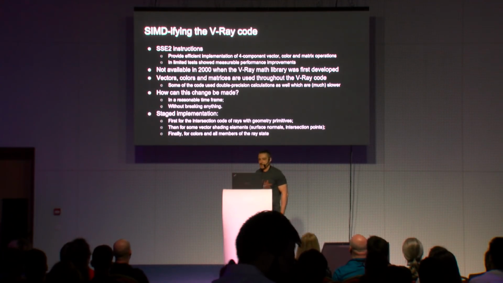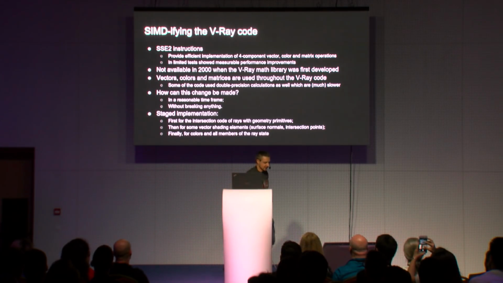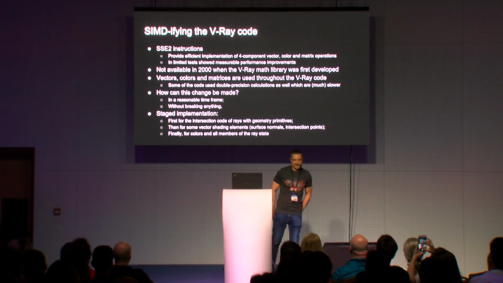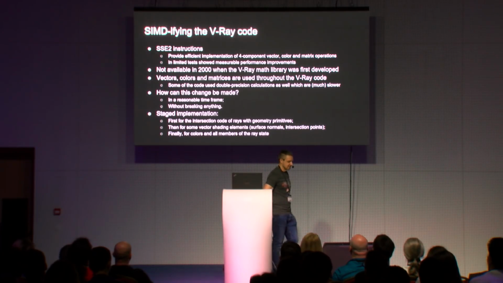So, the next part of my talk is about making VRay faster, specifically by using more modern SSE instructions. Originally, when I wrote VRay back in 2000, SSE instructions were not available, so I didn't even know how to make the code future-proof. So for the longest time, and during the VRay 3 release cycle, we just used plain vectors and colors, like 3-component structures for everything. And of course, modern CPUs now can do this much more efficiently.